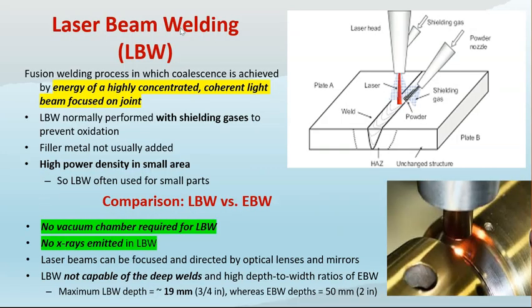And let's look at laser beam welding. It uses the energy of a highly concentrated coherent light beam focused on the joint, and they use shielding gas to prevent oxidation. It's usually for small parts. If you compare the electron beam with this laser beam, there's no vacuum needed and no X-rays emitted. They can focus using optics to direct the laser. But the disadvantage is that this one is not capable of deep welds compared to the electron beam just now.